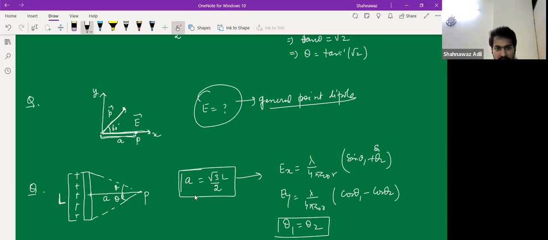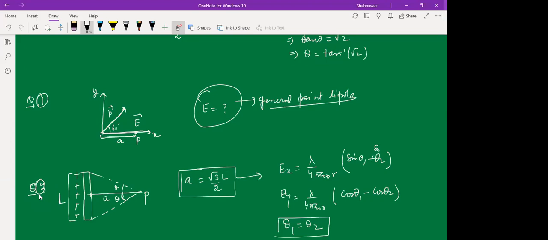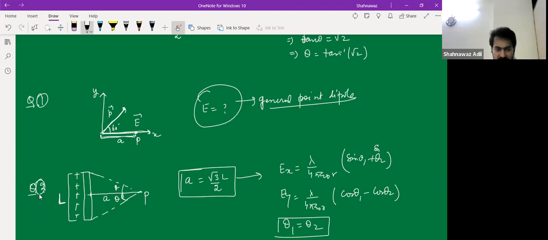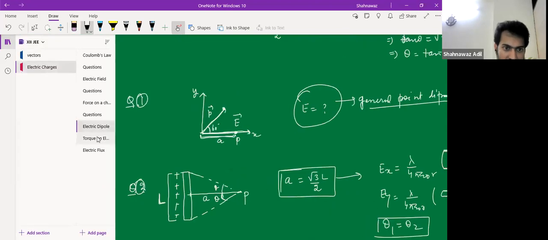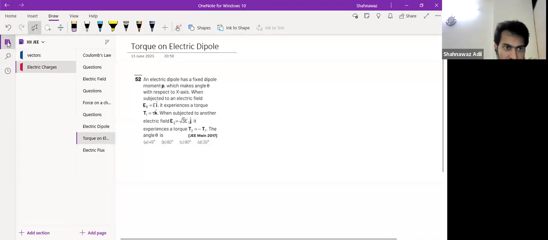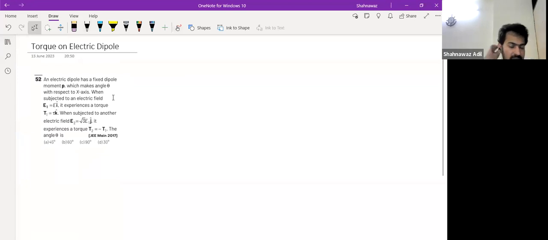Did you guys note down these questions? Please try them and send them to me. Okay, guys, we will stop here. What I wanted to do was the problem on torque on an electric dipole, but I will keep it for the next class.